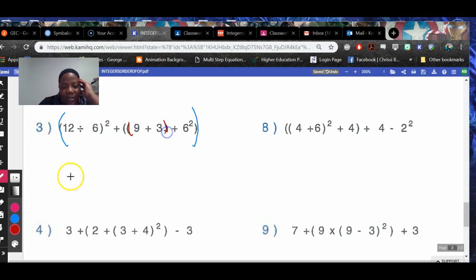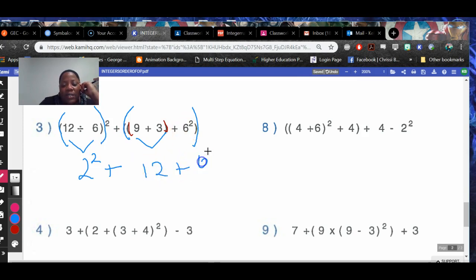I have my most inner set right here. See it? And then, now that I'm really looking, I can tell that this belongs with this. So that means this belongs with this. Let's start with inside the parentheses. 12 divided by 6 is 2. Put the square back. Right? And then we're going to do the most inner part of the parentheses. 9 plus 3 is 12. And then that's plus 6 squared. We'll do this and this. That's 36. Bring down what was rest. And so this, 2 times 2, 4.